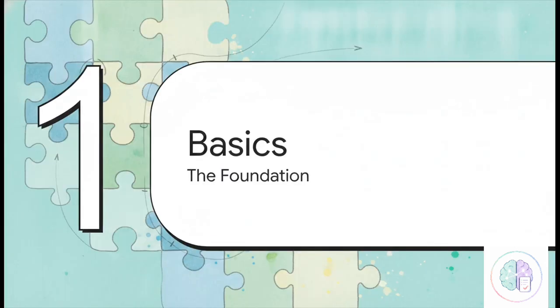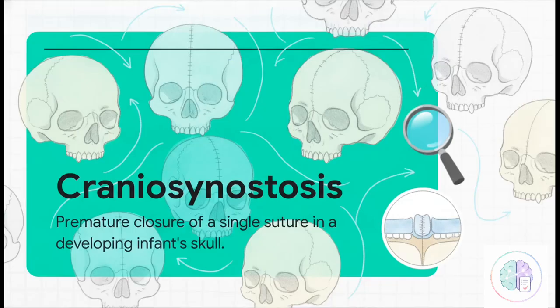Section 1. Basics of single suture craniosynostosis, the foundation. So, to understand these complex deformities, we first have to understand the core mechanism. Craniosynostosis is simply the premature closure or fusion of one of the 4 basic single sutures in a developing infant's skull. We're going to examine exactly how the premature fusion of just one of these fibrous joints completely dictates the resulting shape of the head. It is a direct cause and effect relationship that alters bone growth in a highly predictable way.